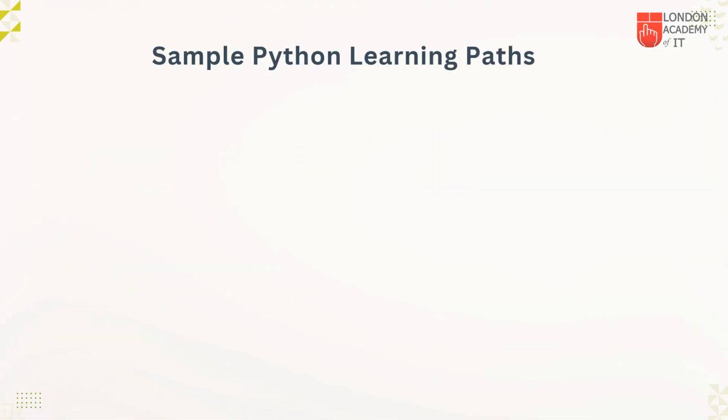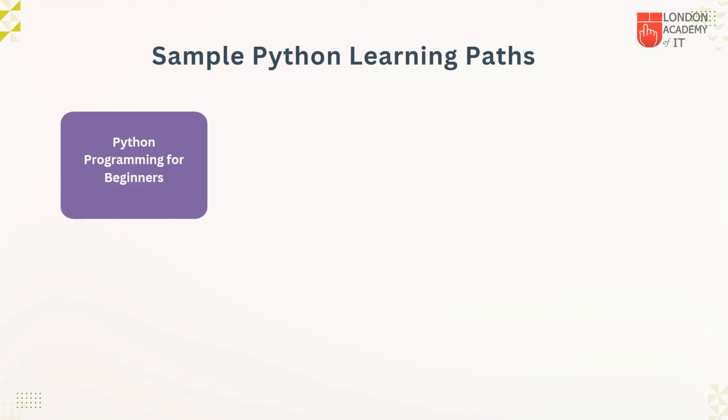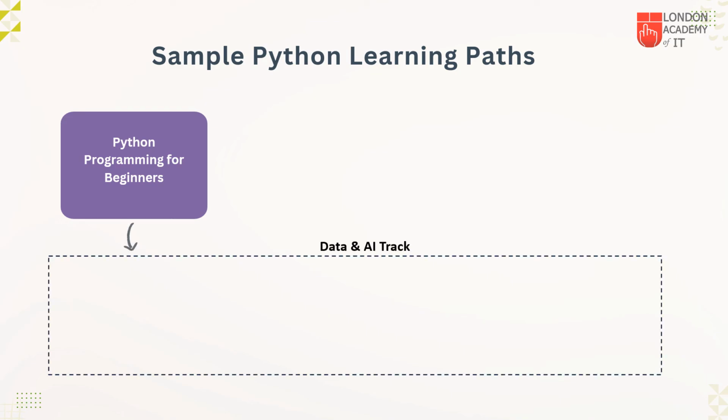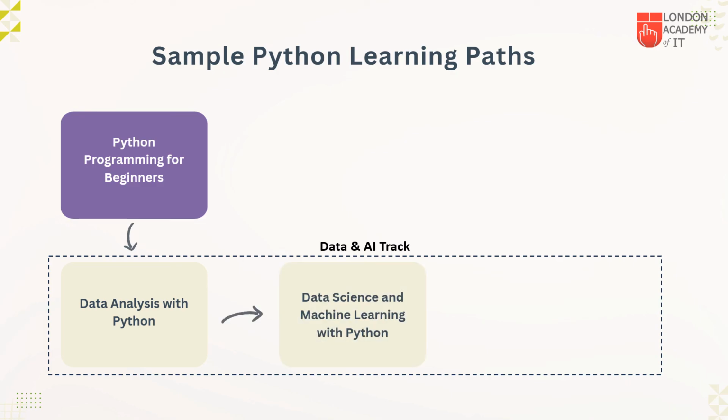Now I'm going to show you a couple of sample Python learning paths suggested by the London Academy of IT. At first, start with the Python Programming for Beginners course. Once you have completed this course, you can choose a path that aligns with your career goals. For example, if you are interested in working with data, the Data and AI track is for you. Start with data analysis with Python, then move on to data science and machine learning, and finally, explore AI and deep learning.